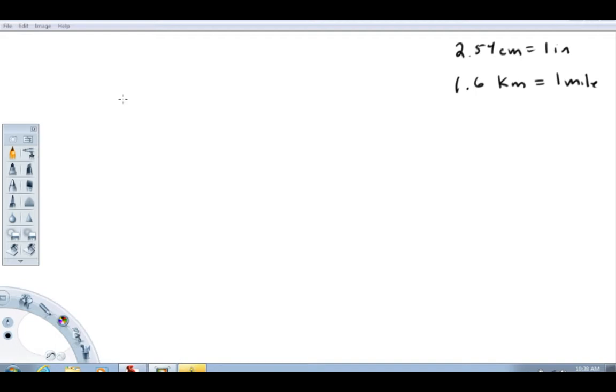So let's say we've got a distance here of 26.0 centimeters, and we want to convert that into inches. In other words, we want to know how many inches this is. Whenever we're doing conversions, what we're always going to be doing is multiplying by a fraction. Here's the key to a unit conversion: the fractions have to have units that cancel the units you're trying to get rid of and leave you with what you want.